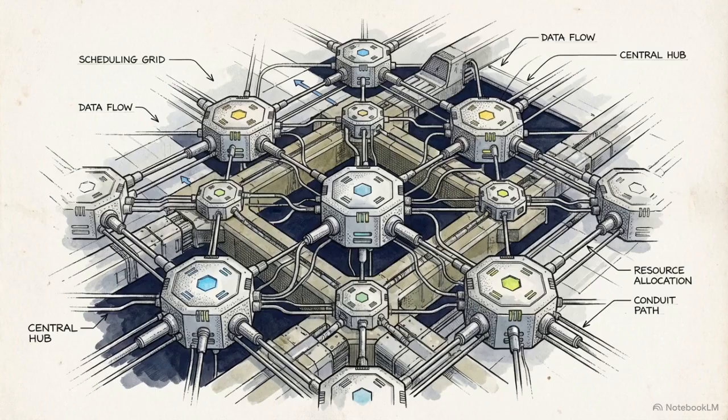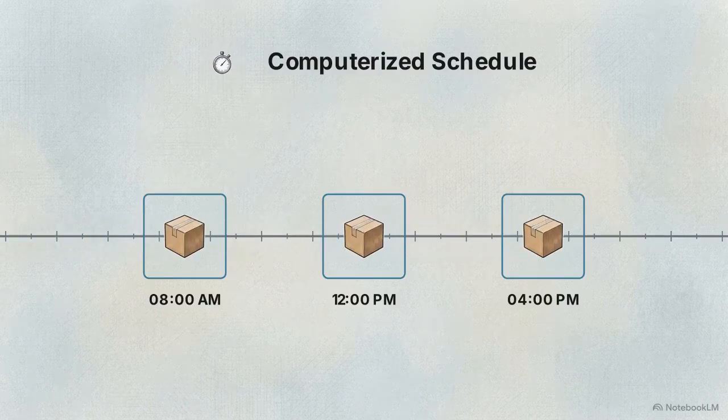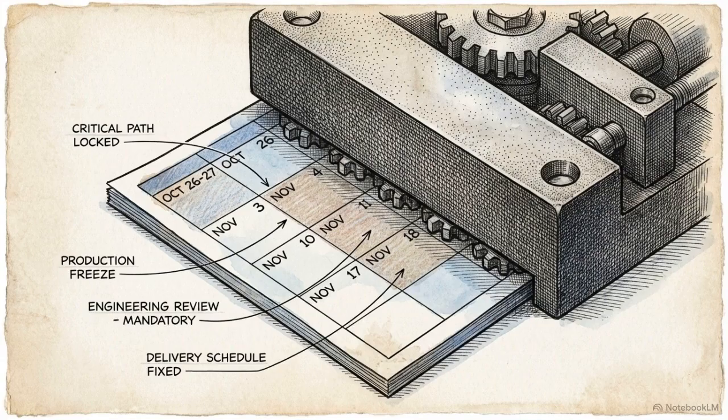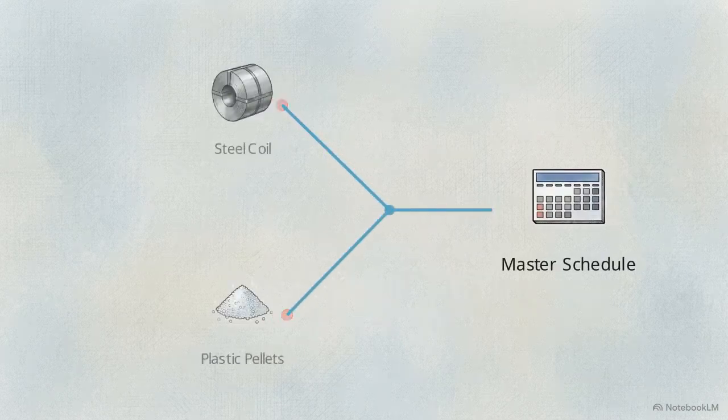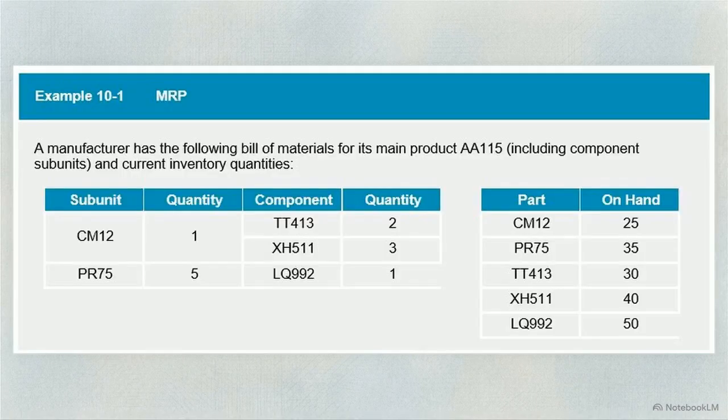The traditional push system is managed through Materials Requirements Planning, or MRP. MRP is a computerized system for moving materials through a production process according to a predetermined schedule. The logic driving MRP begins with a master production schedule, a rigid forecast of final product demand. Once that schedule is programmed, the system calculates the raw materials needed and pushes required orders backward through the supply chain. This table displays the bill of materials for a main product labeled AA115.